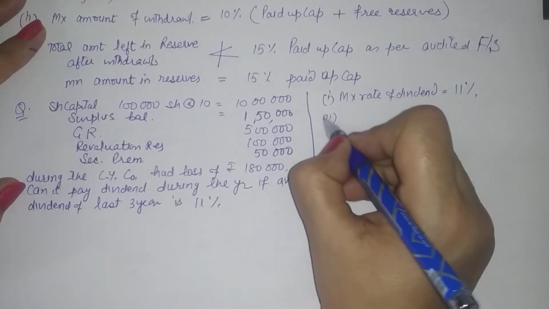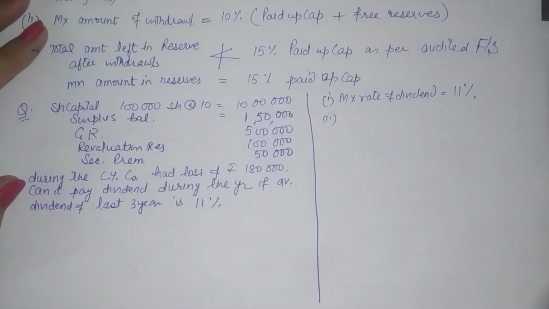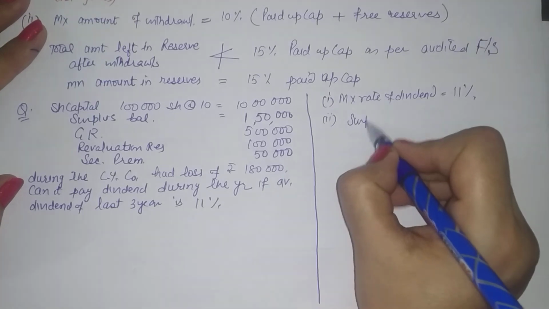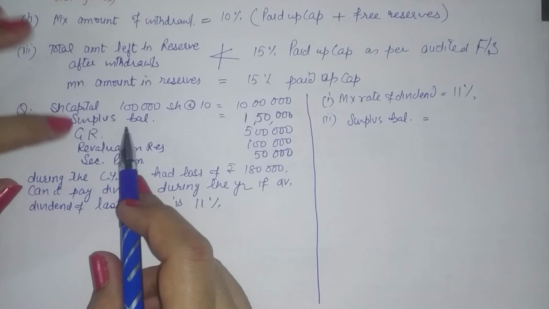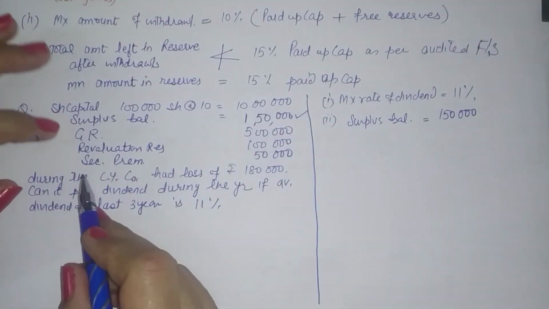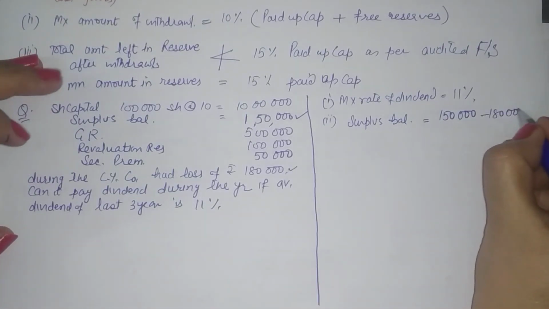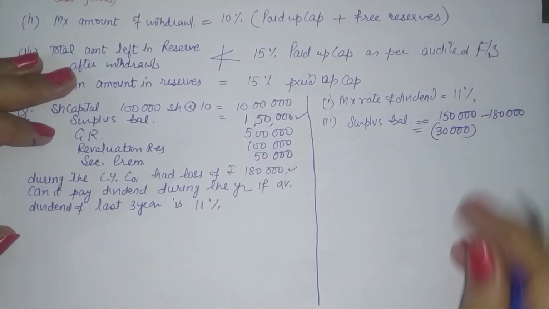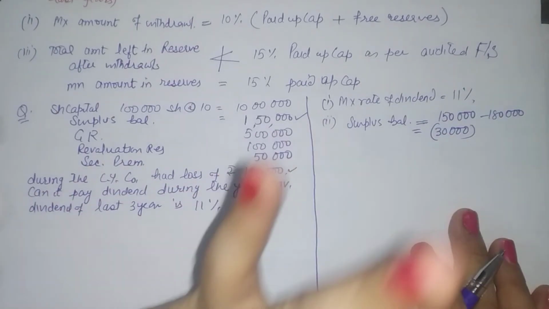Now the second condition is the maximum amount of withdrawal. So we'll have to first decide the amount of withdrawal. How do we see this? We first of all take up the surplus balance to find out how much amount is needed for withdrawal. Your surplus balance is 1,50,000 in the beginning and you have a loss of 1,80,000. It means your balance is now 30,000 negative. So you not only need to withdraw the money for dividend but also to make up for this loss.